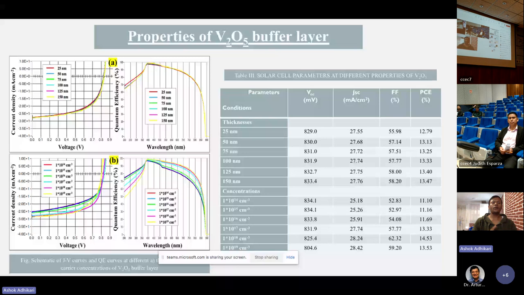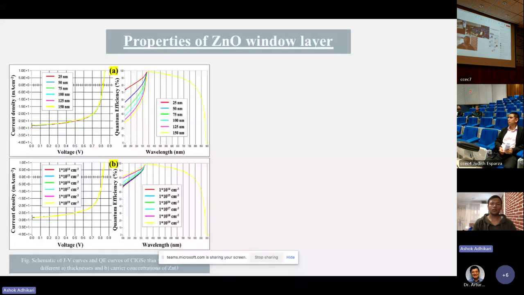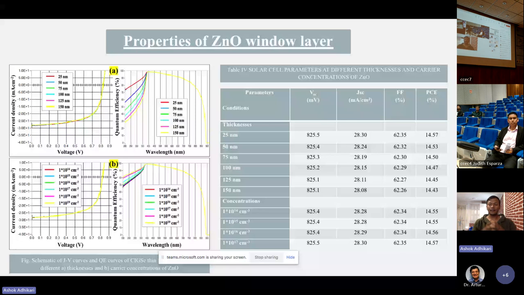Similarly, we have varied the parameters of the zinc oxide window layer, and although we varied them, there were only little variations, since the zinc oxide does not directly participate in the p-n junction formation.